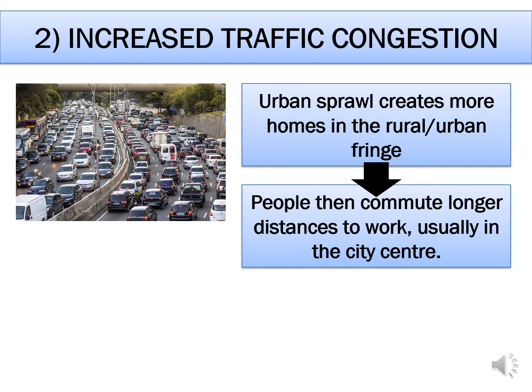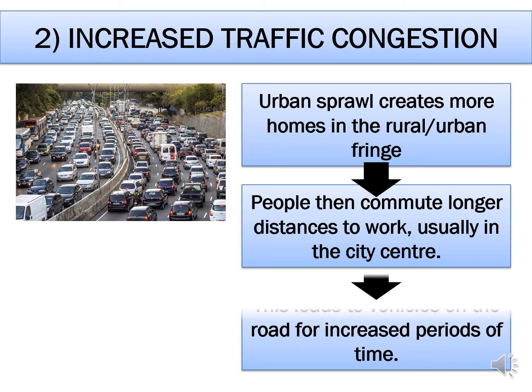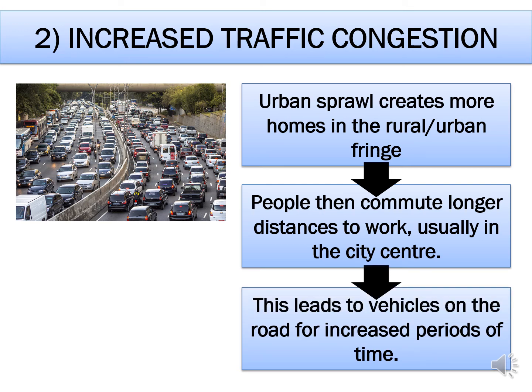So people will move to the rural urban fringe because it's nicer, it's got more green spaces, there you can get bigger houses and so on. But then that means that they have to commute for a longer period of time and a longer distance to get to work. And obviously, if you've got more people commuting longer distances, that's going to lead to vehicles being on the road for an increased period of time, which is going to make traffic congestion or traffic jams far more likely.